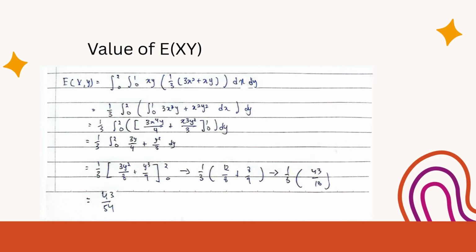Since our variables are not independent, we need to find the covariance, but first we need to find the value of E(xy). So we need a double integration, from 0 to 2 and 0 to 1, of xy multiplied by 1/3 (3x squared plus xy) dx dy. We make the first integration with respect to x, where we get 3y/4 plus xy squared over 3, and then the second integration with respect to y, and we get E(xy) is equal to 43/54.